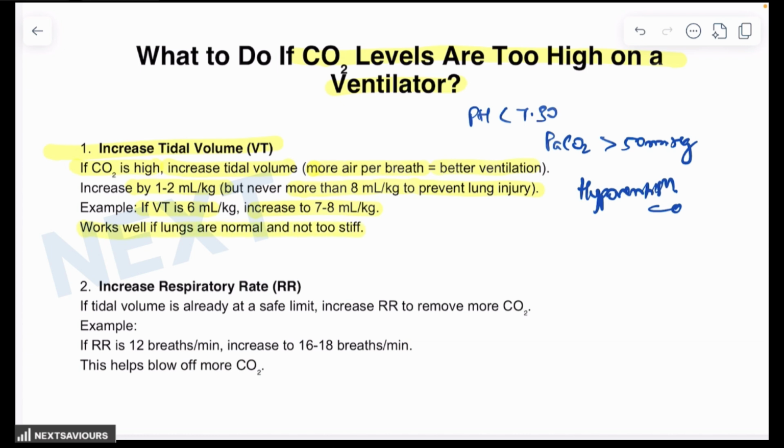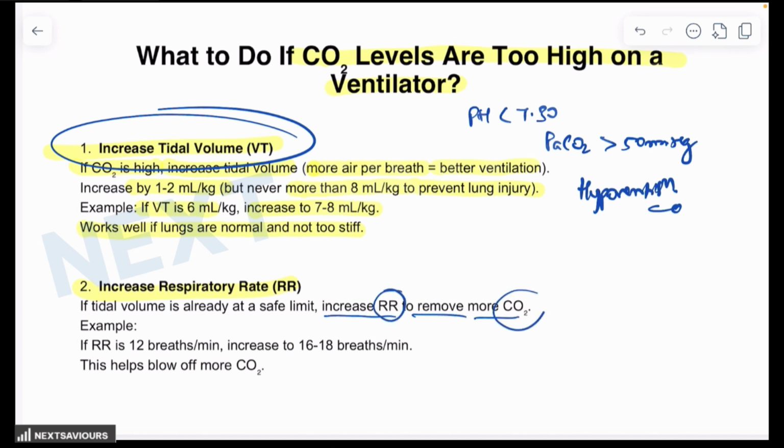Another way of doing it: if the ventilator is already set at the upper limit of the tidal volume, then what has to be done? Increase the respiratory rate to remove more carbon dioxide. For example, if the respiratory rate is 12 breaths per minute, increase it to 16 to 18 breaths per minute. This helps blow off more of the carbon dioxide. So these are the two ways by which you can control the excess carbon dioxide in the body. These are just examples for you.